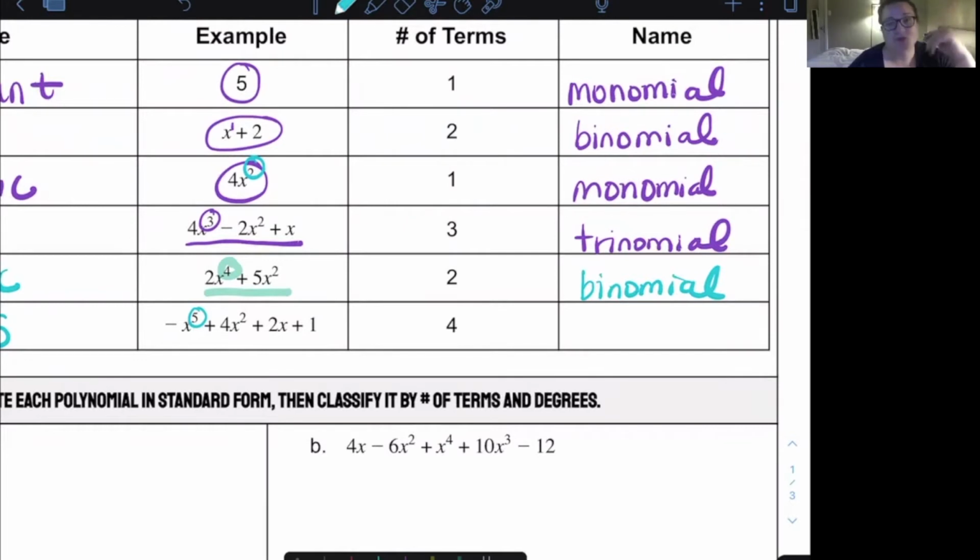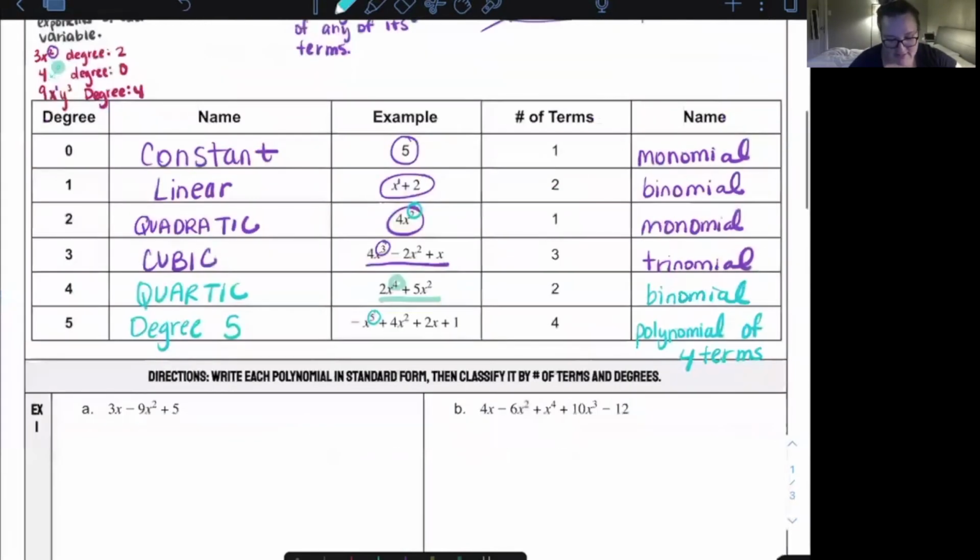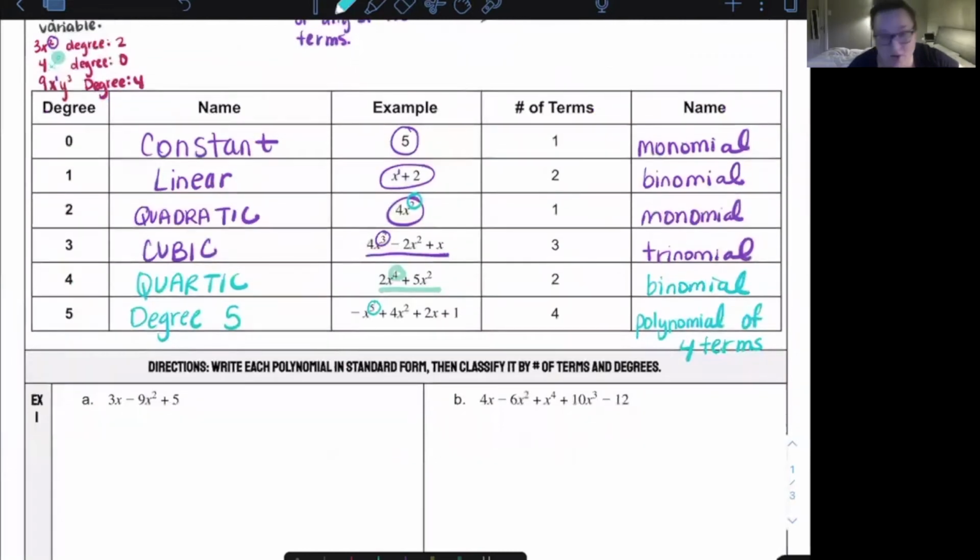4 terms. So up to 3 terms, you say monomial, binomial, trinomial, and then after that, you just say a polynomial of however many terms. So I would say this is a polynomial of 5. Just kidding, that's 4 terms. I'm silly. So you would tell me that this is a degree 5 polynomial of 4 terms.